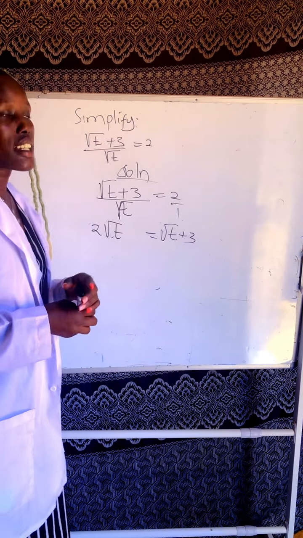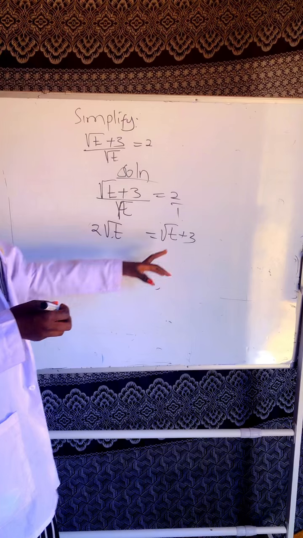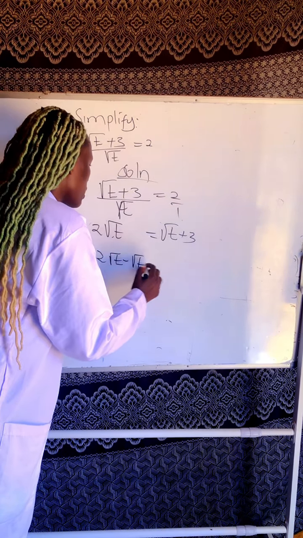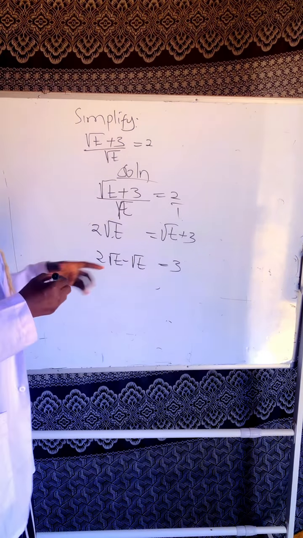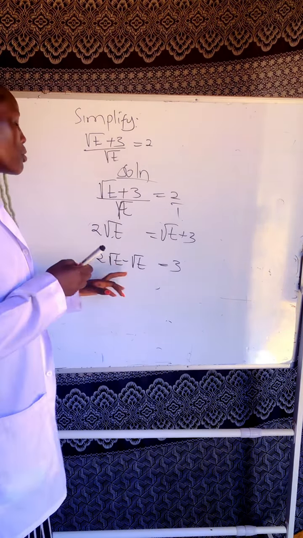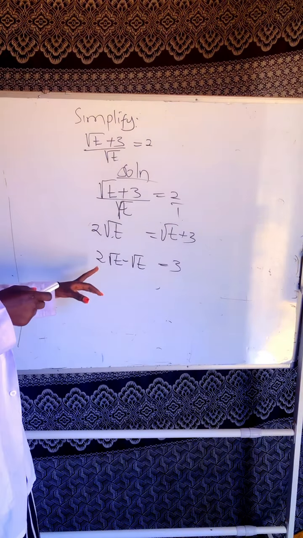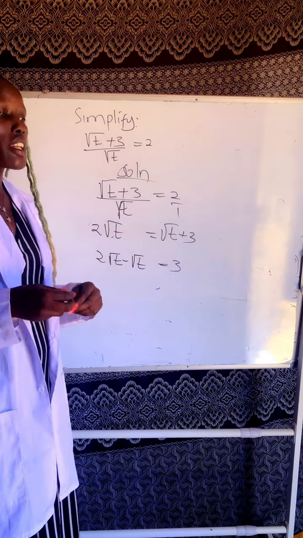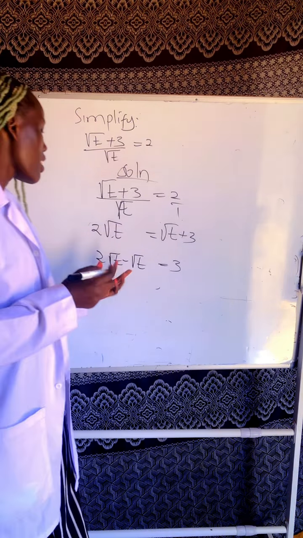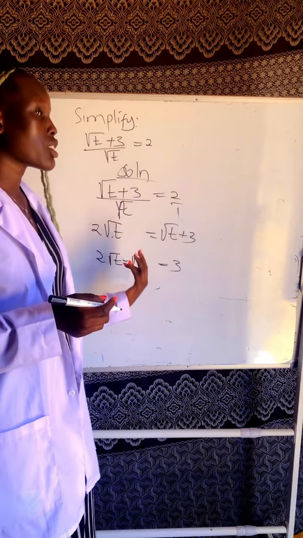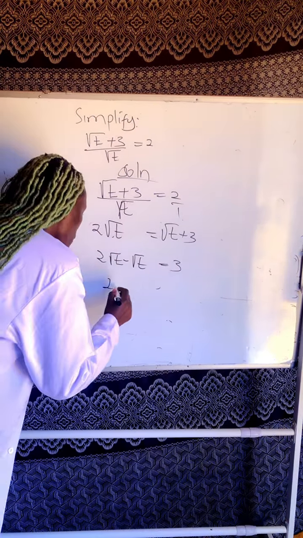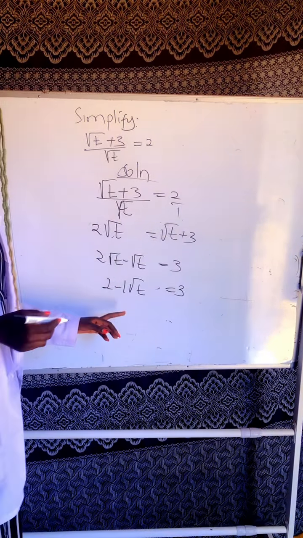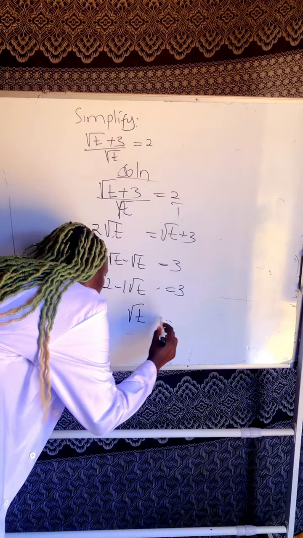Then what do we need to do here? We need to collect like terms. So here we have root of t on that side, so we need to bring it here. When you bring it here, we'll have 2 root t minus root t is equal to 3. But then this is surds, and we know very well that in surds, when we have root and root, we look at the coefficients. The coefficient of the first root is 2, then the second one is 1, because there's a silent one. Also you have to look at the sign, and our sign here is a subtraction sign. So we subtract 2 minus 1, root of t is equal to 3. 2 minus 1 is the same as 1. So here we'll have root of t is equal to 3.